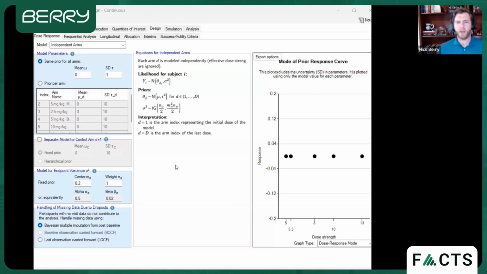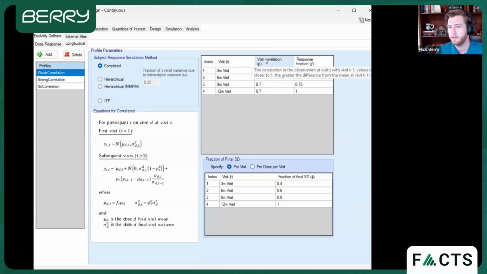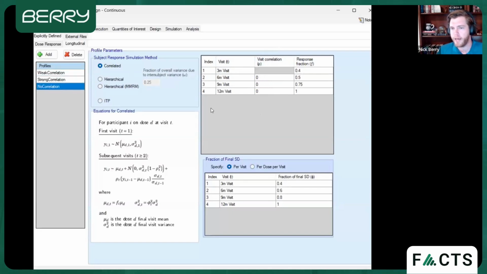Thanks. Okay, I'm going to go back. So I've set this up, the VSRs, and I've said I want high correlation. I've said I want moderate correlation, 0.7. So this is 3-month and 6-month have a 0.7 correlation, 6 and 9 have a 0.7 correlation, and 9 and 12 have a 0.7 correlation is what this is saying. You can read about this in the user guide or the tooltips if you want. So I have a weakish one, a strong correlation, and no correlation.